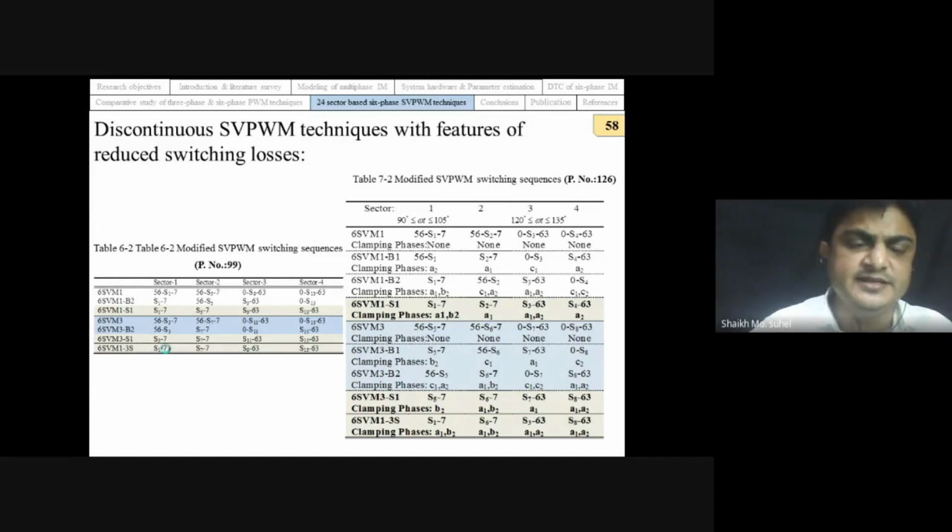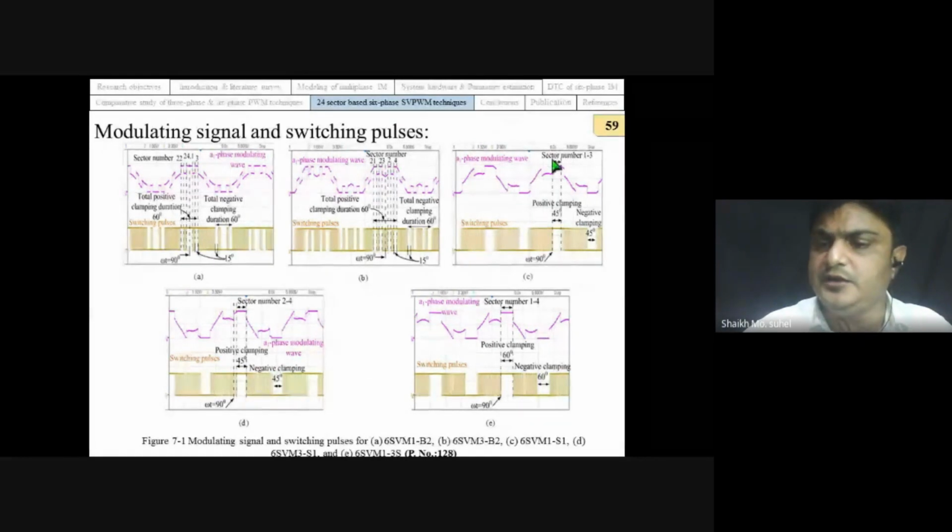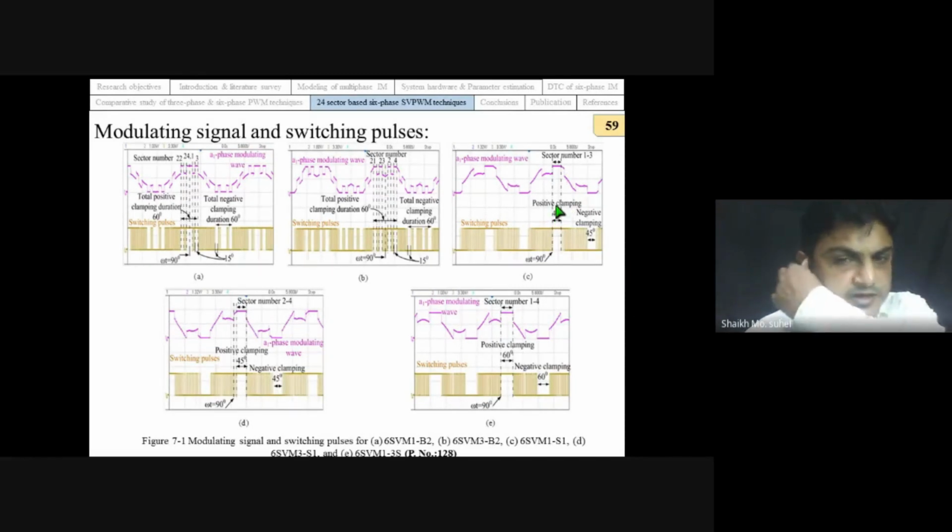To understand that, we have to understand the modulating waveform. The existing and newly developed PWM techniques both clamp the phases at different intervals, but they are not continuously clamped. So that's why we have designed these 3 PWM techniques that continuously clamp the phase after 90 degrees. After 90 degrees, the reason is that most of our current will attain the peak, and that's why we designed them in such a way that they clamp the phase whenever the phase current has a maximum peak.